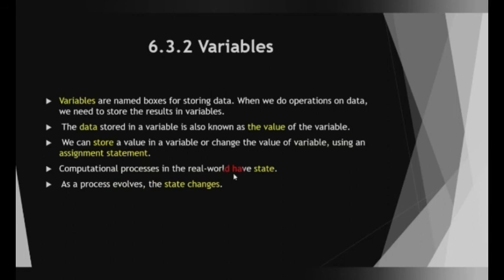Computational processes in the real world have state. So in the real world, a computation process has different states. That state can be changed depending upon the values passed to that process. As a process evolves, the state changes. Different types of states are available, and they can be changed based on the data we are supplying to that process. Now you can see the example for that.